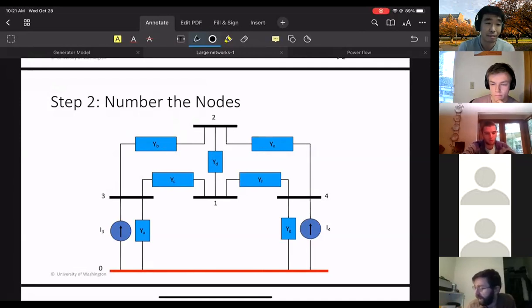In most of the questions you'll see, I will pick one for you, because I don't want arbitrary numbering of buses and things like this. But in practice, for historical reasons, you pick one as a reference. Sounds good, thanks.